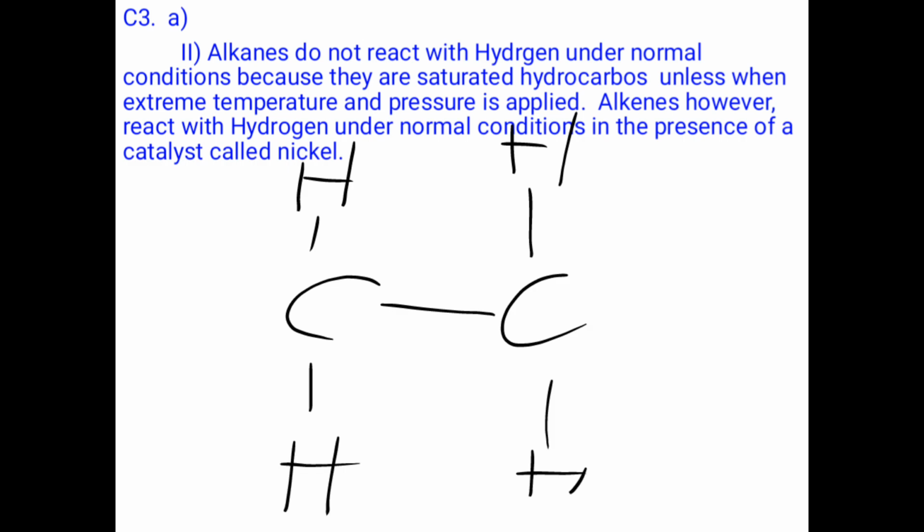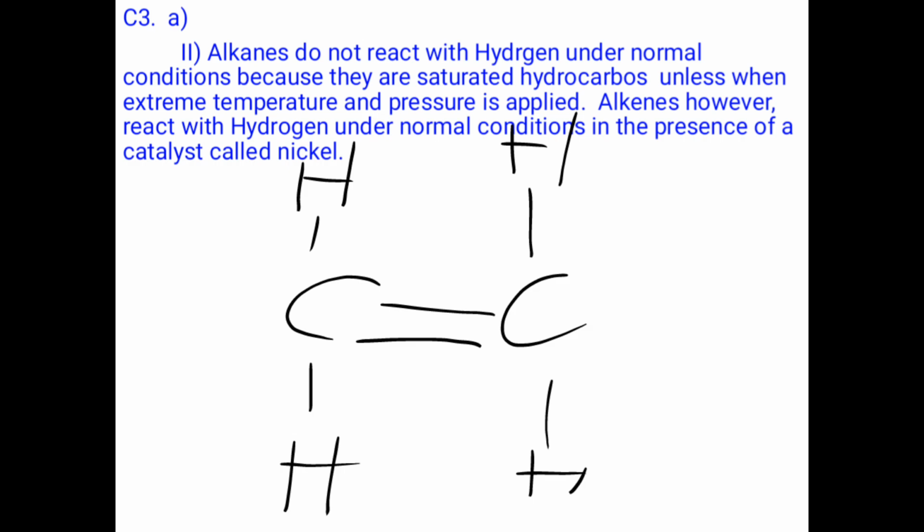But this compound is unstable, so in order for it to be stable, instead of adding more hydrogens on this side, ethene has a double bond in between the carbons.